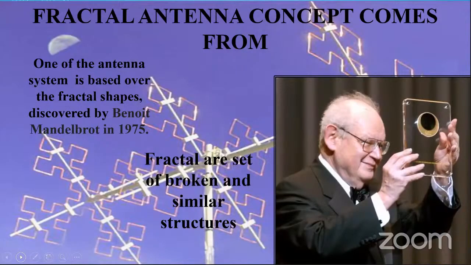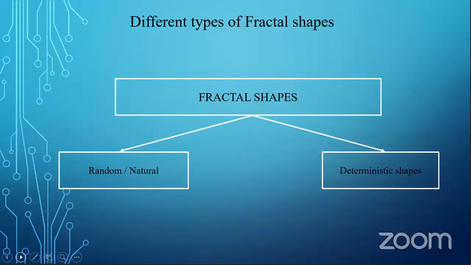Antennas have many types, but one antenna system is based on fractal shapes, which were discovered by Benoit Mandelbrot in 1975. Mandelbrot defined fractals as broken, self-similar structures that are present in nature and also made by human beings.